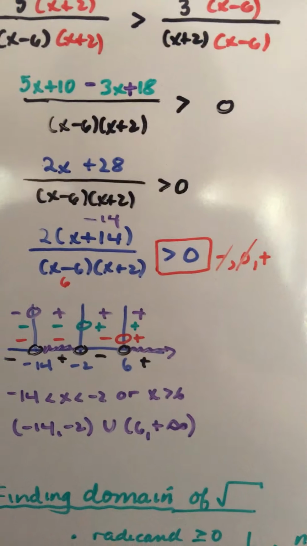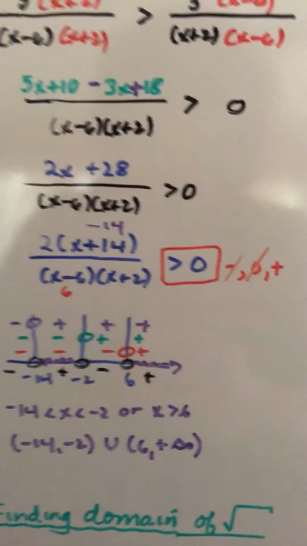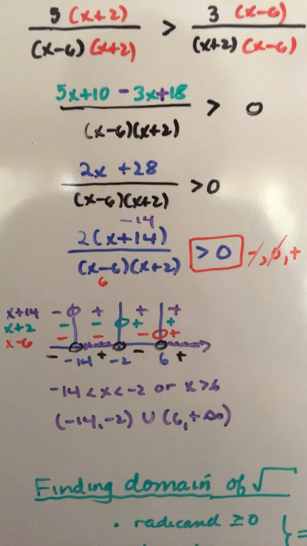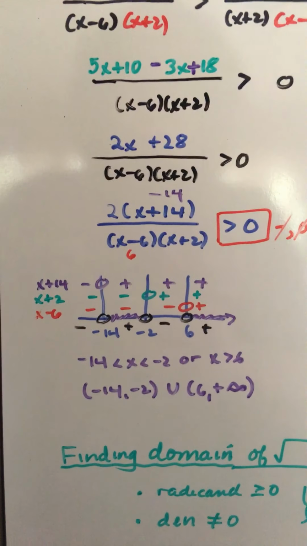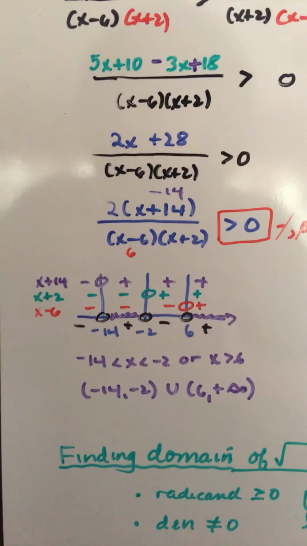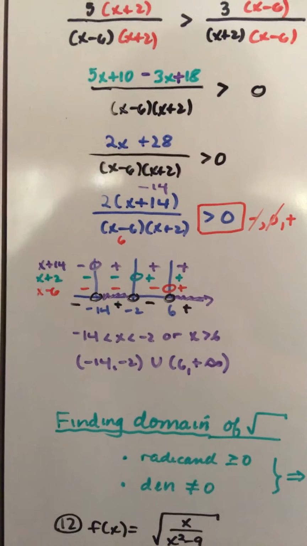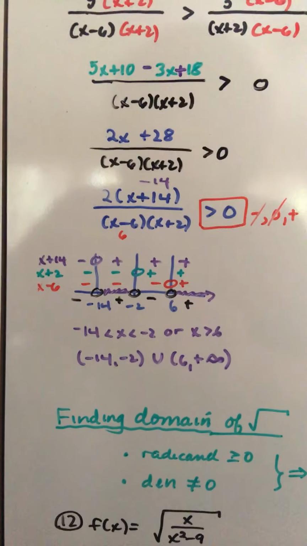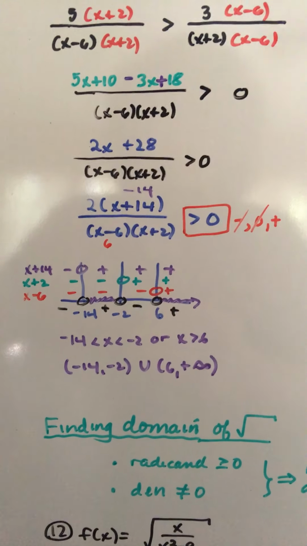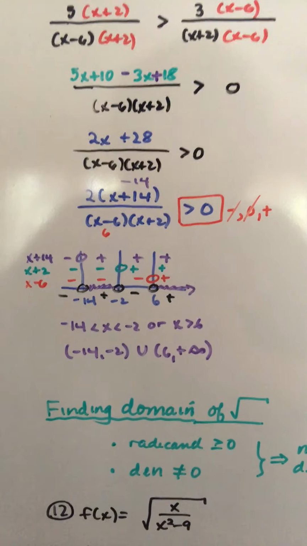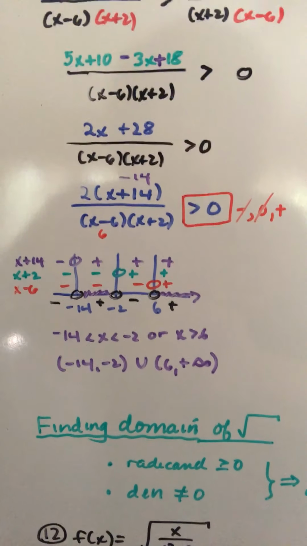Notice it says greater than 0. So none of the numbers 6, negative 2, and 14 are allowed to be 0. I made my chart as usual. I'm looking for positives. And so negative 14 is less than or equal to x is less than negative 2, or x is greater than 6.